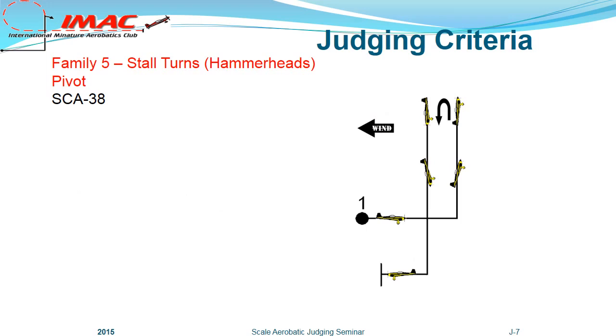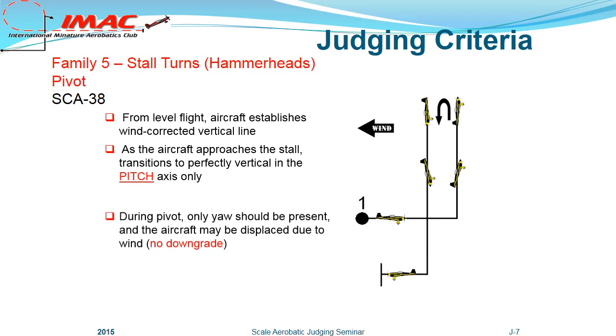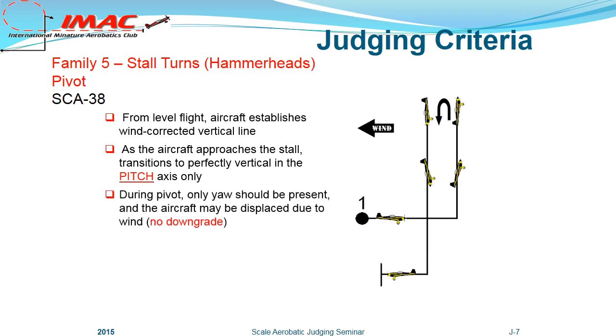Let's consider wind correction in the pitch axis. From level flight, the aircraft establishes a wind-corrected upline. Note the angle of the nose into the wind. As the aircraft approaches the stall, the pilot must bring the aircraft perfectly vertical in pitch. During the pivot, only motion about the yaw axis should be seen. Displacement is likely due to the wind.